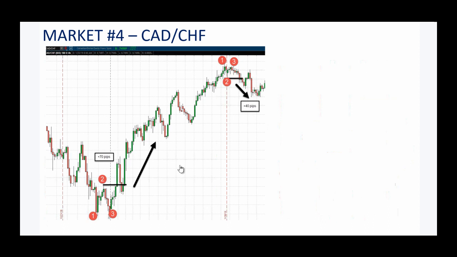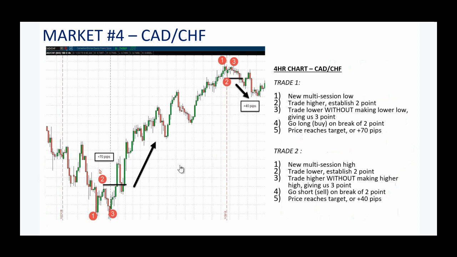Forex traders. CAD Swissy, the Canadian dollar versus Swiss franc. Here we are making a multi-session low, giving us a new number 1 point. We have a 1, 2, 3, also have a double bottom. Remember, those aggressive traders may be looking to get long here on that initial breakout. If you wait for that kind of hook and second pass move, you get long on this hook right here. We meet our 70 pip profit objective.